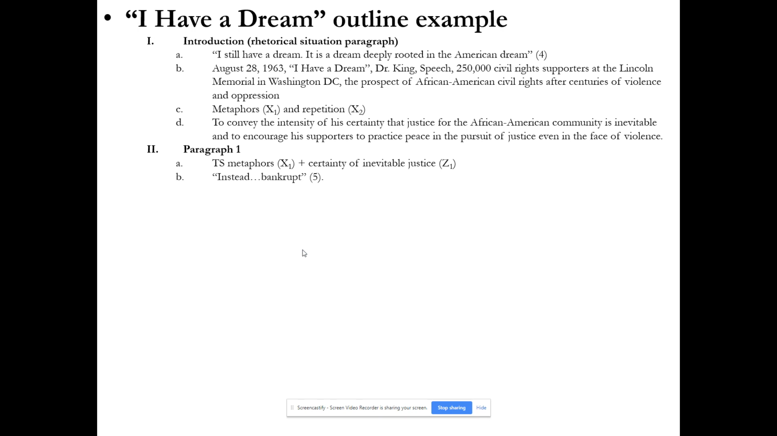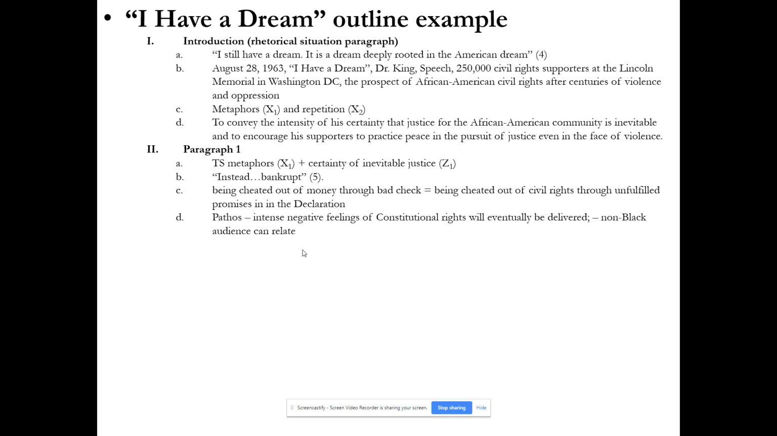Okay, the quote I want to use, it goes from "instead" to "bankrupt" in paragraph 5. There's this metaphor of being cheated out of money through a bad check, and that is equal to being cheated out of civil rights through unfulfilled promises in the Declaration, because a check is seen as a promise that you have the money to pay. I would probably want to unpack that metaphor. I would tie that to pathos, right?